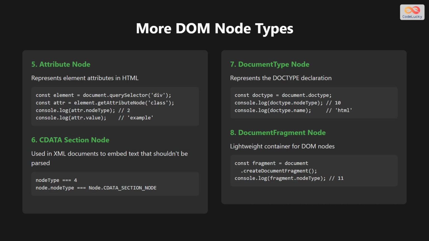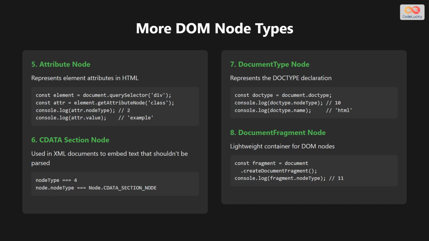Next is the CDATA section node. It is used in XML documents to embed text that should not be parsed by the XML parser. Its node type is 4, and can be accessed using the Node.CDATA_SECTION_NODE property. Then comes the document type node. It represents the doctype declaration, which is usually the very first line in an HTML document. Its node type is 10.